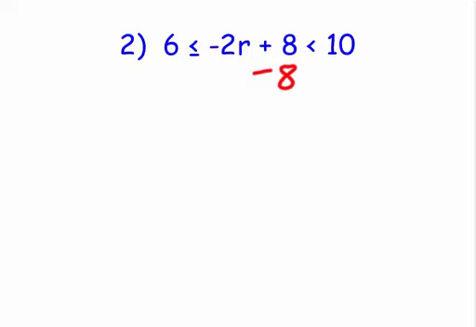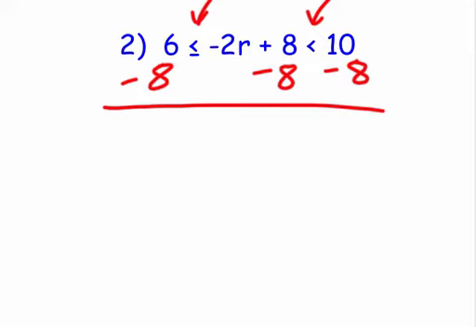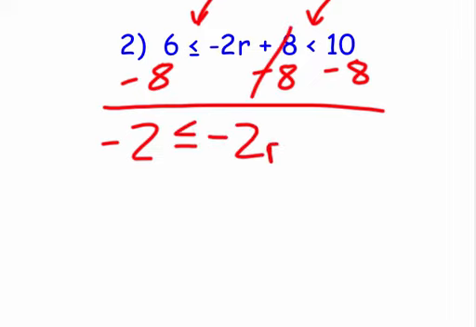Well, our rule is whatever I do to one side, I do to the other. Well, now I have two other sides, right? I have an inequality here, and I have an inequality here. So I should probably do it to both other sides. So if I'm going to subtract 8 in the middle, I better subtract 8 on the left, and I better subtract 8 on the right. So let's go ahead and go through. 6 minus 8, or 6 and a negative 8, gives me a negative 2. Bring down my less than or equal to sign. And this is gone, so I'm left with negative 2r. Bring down my less than sign. And 10 minus 8 is 2.